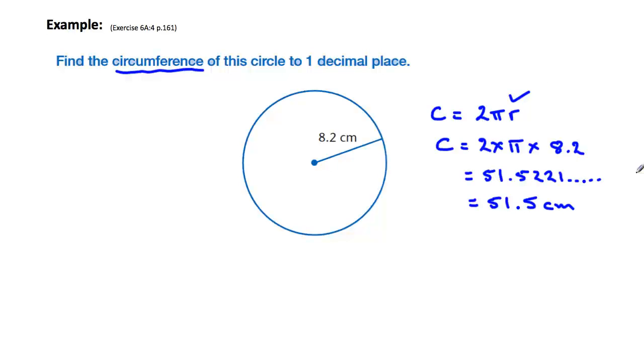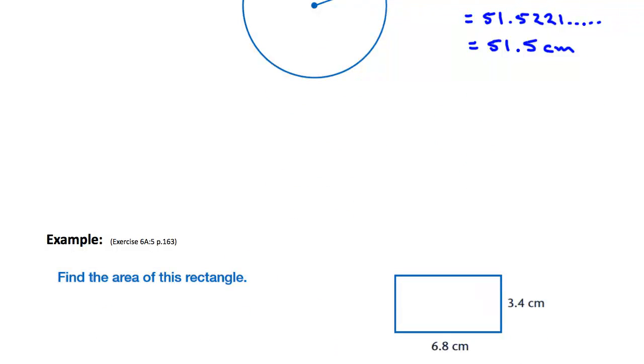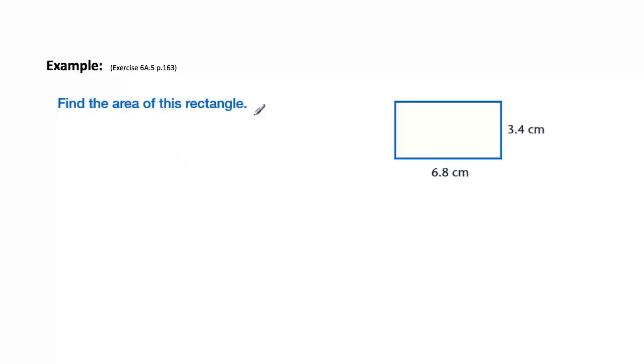Don't forget, you need to learn the correct formula. Circumference 2 pi r, or remember also pi d if you're given the full diameter. All right, let's have a look at another common shape, the area of a rectangle.